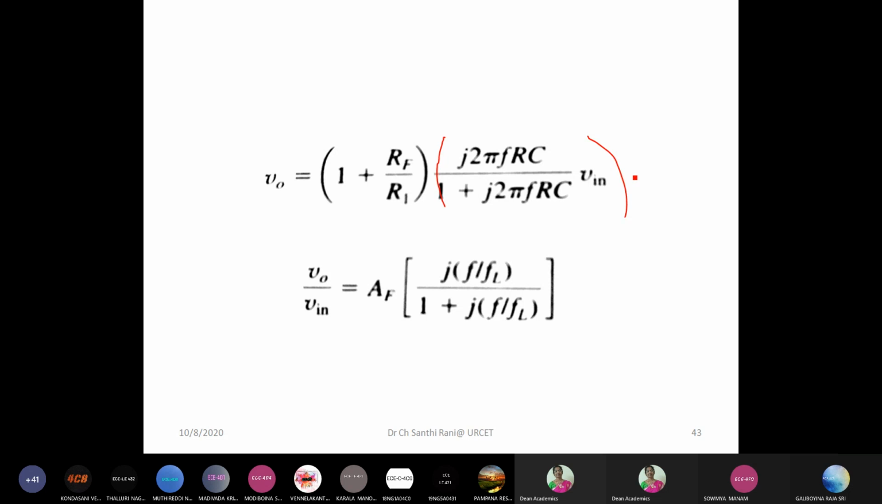So are you able to understand how I got this equation for V0? Respond in your chat box. Are you able to understand how I have expressed V0?